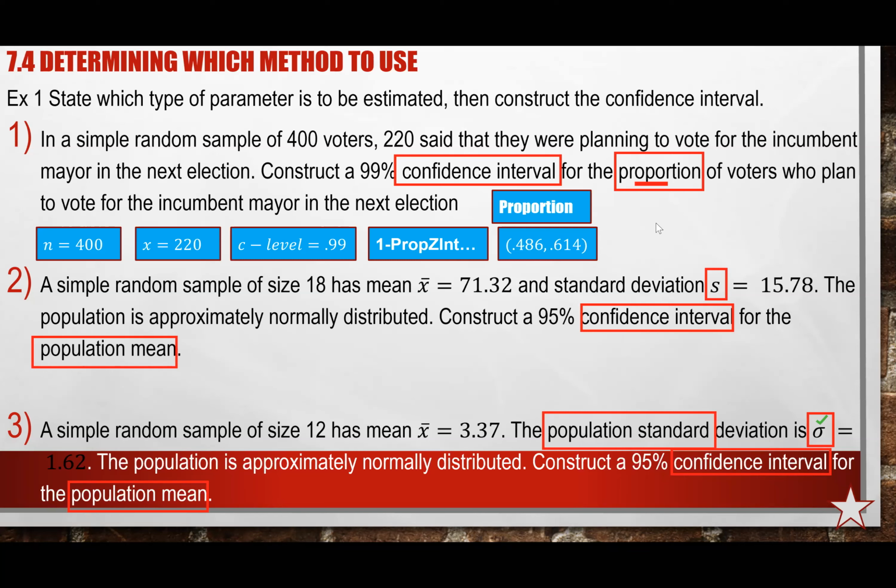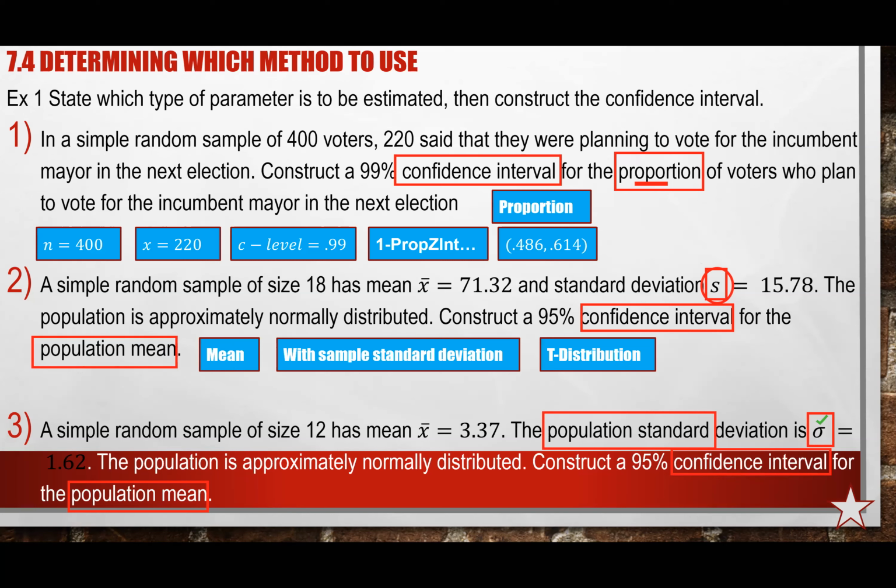In this case, they give us the S. And hopefully you guys remember the S is the sample standard deviation. And if we deal with the sample standard deviation, this is what you ask yourself. This is your thought process. You want to train your thought process like this. What are they asking us to do? They ask us to construct the population mean. And what do they give us in terms of the standard deviation? They give us the sample standard deviation. And because they give us the sample standard deviation, we will use the T distribution.